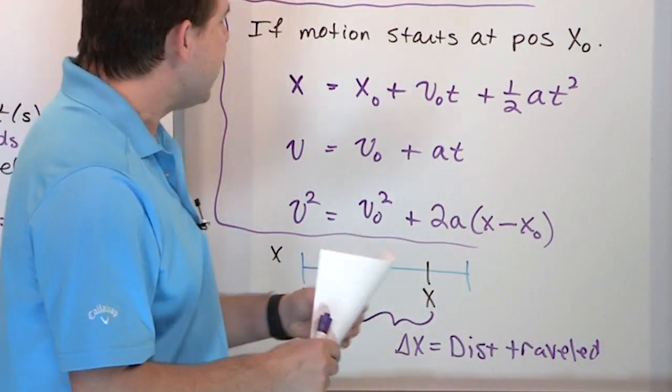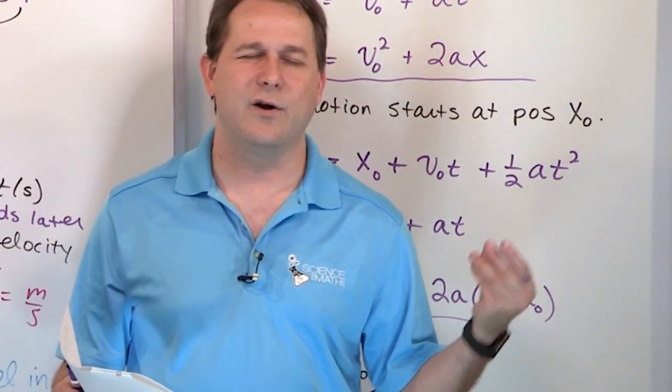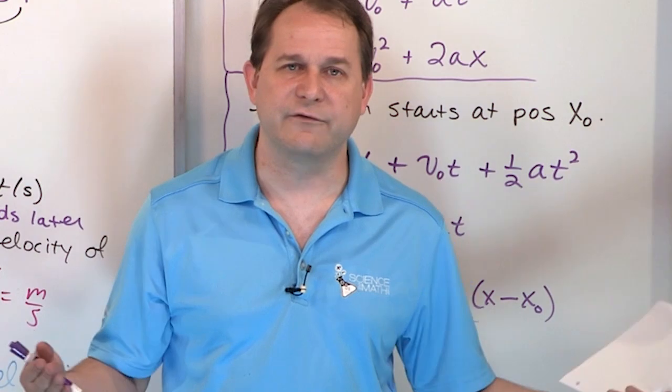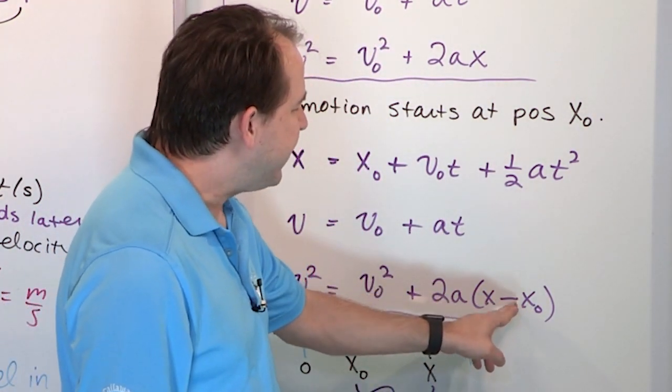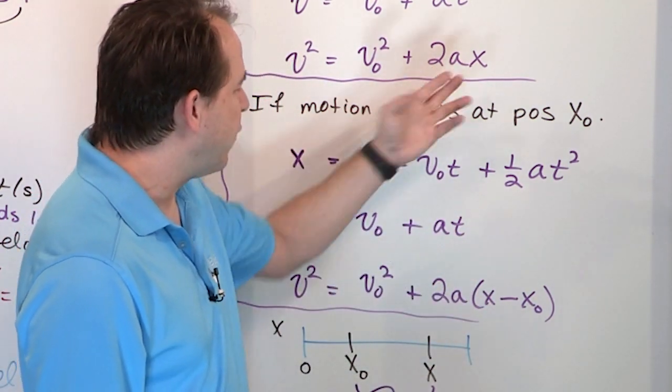So anywhere you see this form of the equation, anywhere you see x minus x naught, all you need to do is think, oh, that's just the distance traveled. So if the ball went 37 meters, well, that's the distance traveled. That's x minus x naught. Now, if I started from the origin, then this is 0. So then it's just 2 times a times x, and that's why this equation is the way it is.